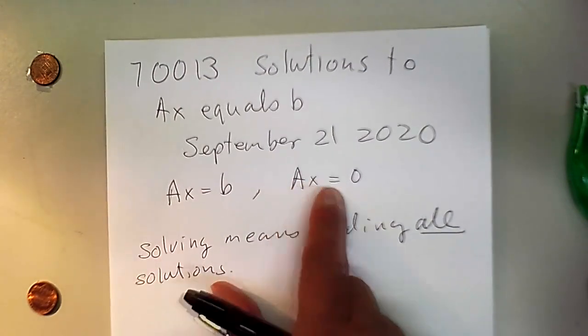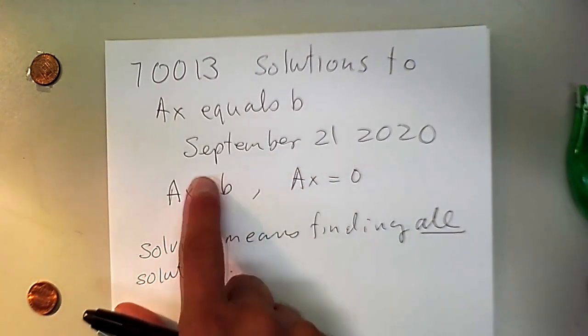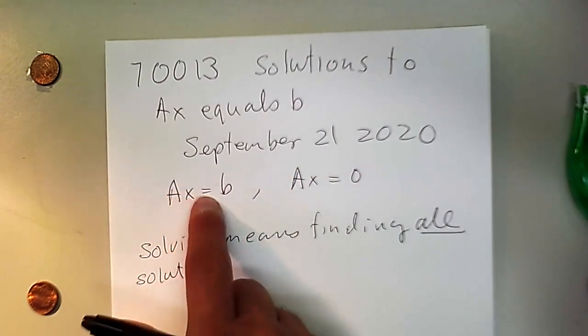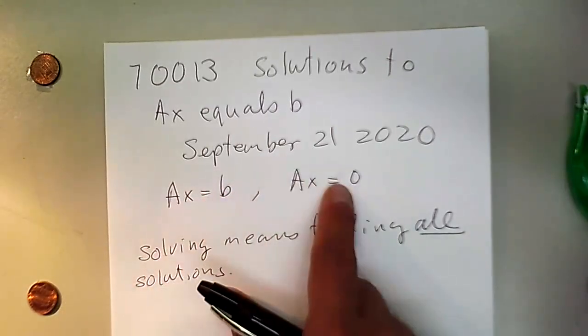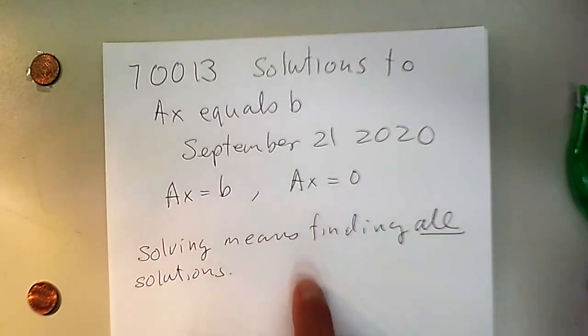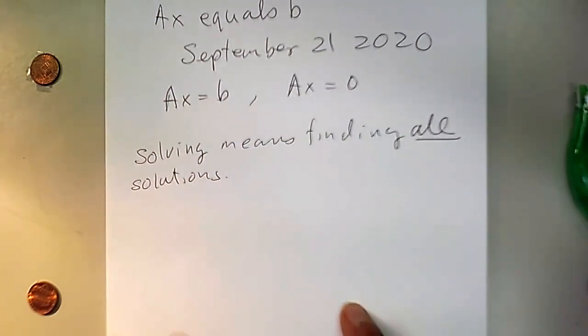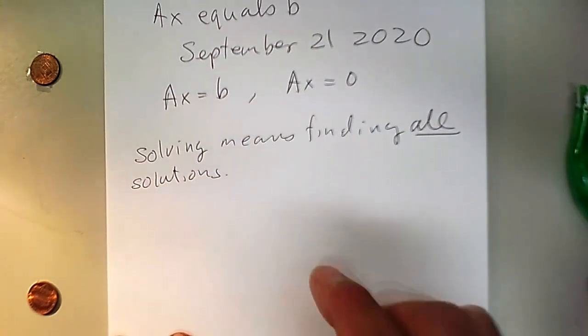And that's why we need to know this. We could find one solution, but we're not interested in one solution. We want to find all the solutions to this problem, and that's why this is necessary. Let me give you an analogy to this.